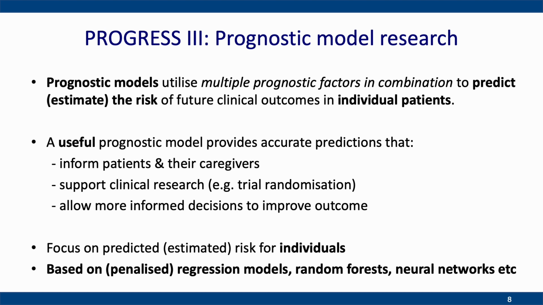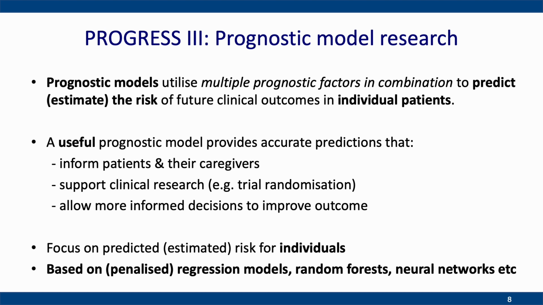These predictions are usually of risk, but they could be continuous outcomes like blood pressure or weight or things like that. We want predictions that are reliable, to therefore reliably inform patients and their families, to support clinical research, maybe, for example, for trial randomization purposes or stratification, and then crucially, of course, to allow more informed healthcare decisions at the individual level to improve individuals' outcomes, and of course by doing that to improve population outcomes as well. So we are now very much focused on individuals and getting reliable individualized estimated risks.